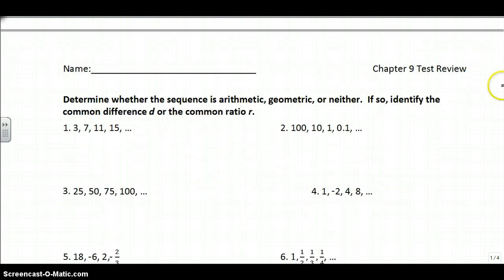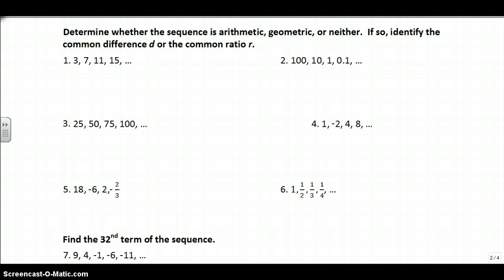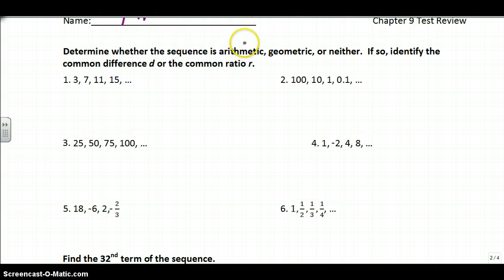Let's try some out. What do you say? Put your name on it, of course. Number 1 through, let's see, 1 through 6, just ask you to determine whether the sequence is arithmetic, geometric, or neither, and if it is, tell me what the common difference is or the common ratio. So we're going to see if we're adding the same number, multiplying by the same number, or neither.